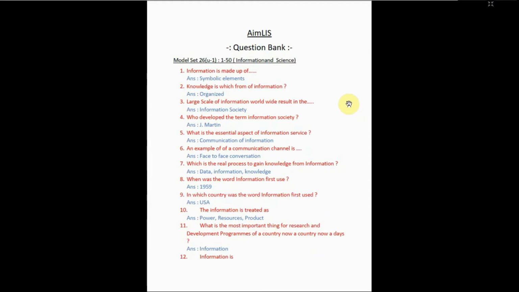Who developed the term information society? J. Martin. What is the essential aspect of information service? Communication of information. An example of a communication channel is face-to-face conversation, which is the real process to gain knowledge from information, data, information, knowledge. When was the word information first used? 1959. In which country was the word information first used? USA. The information is treated as power, resources, product.